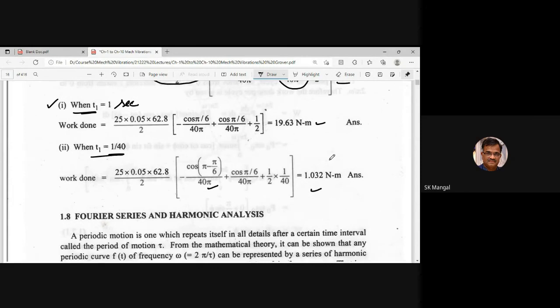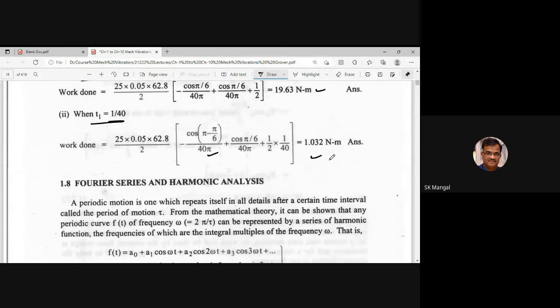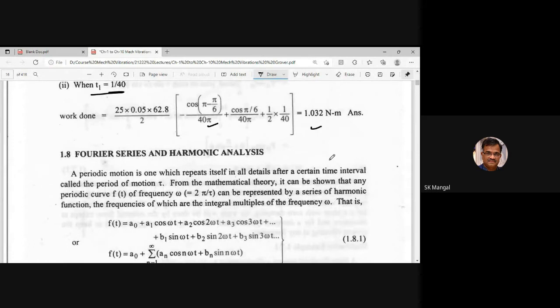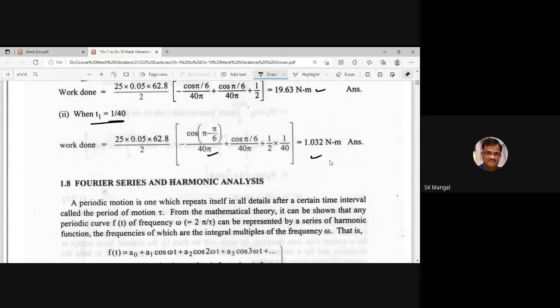force. And the last article of this chapter is Fourier series and harmonic analysis. Generally you will see that forces which arise out of machines are usually periodic, but more often they are not harmonic motions in nature. So that's why we need Fourier series and harmonic analysis for this type of motion.